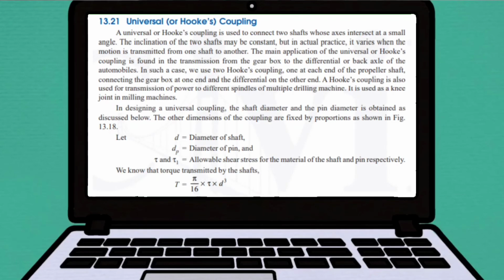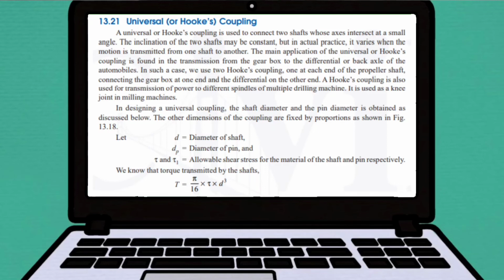A universal or Hooke's coupling is used to connect two shafts whose axes intersect at a small angle. The inclination of the two shafts may be constant, but in actual practice, it varies when the motion is transmitted from one shaft to another. The main application of the universal or Hooke's coupling is found in the transmission from the gearbox to the differential or back axle of the automobiles.